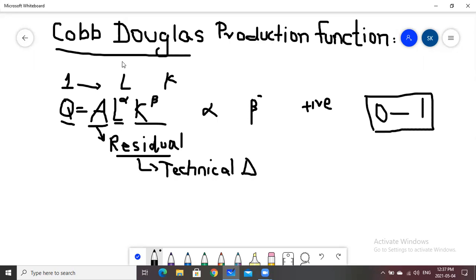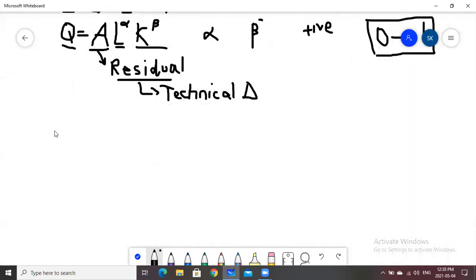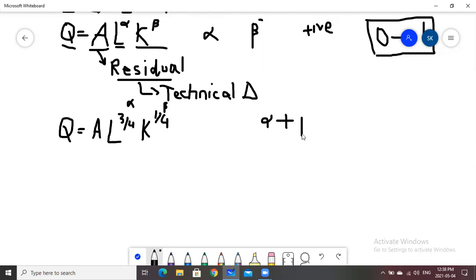Now the Cobb-Douglas production function can take the form of examples like Q equals A L raised to power 3 by 4, K raised to power 1 by 4. Another important property is that, as you know, this 3 by 4 is alpha and 1 by 4 is beta, and alpha plus beta is always equal to 1.